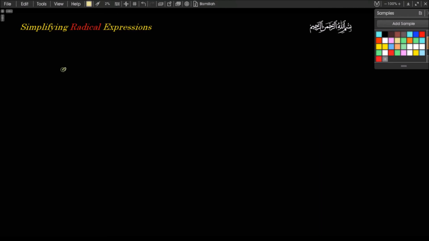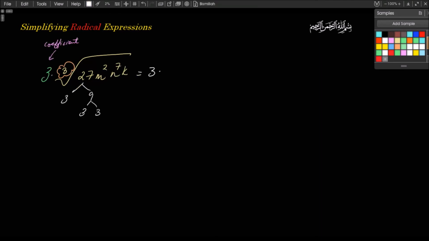Okay, let's do one more example. Let's take another cube root. So I have the cube root of 27 m squared n to the 7th and k. So the prime factorization of 27 is 3 times 3 times 3. And I better write this 3 over here to remind that I'm taking a cube root and not a square root.